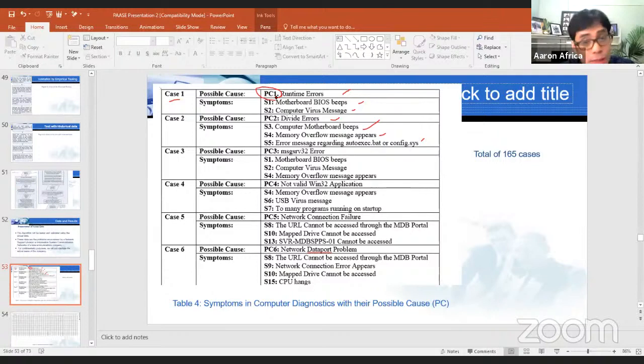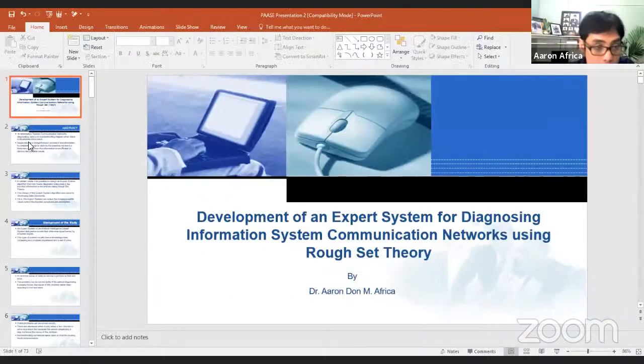Because if you do not know the possible cause, and the real problem is a runtime error but you thought it is a divide error or another error, you will apply the solution intended for the divide error. But the real problem is the runtime error. You might make the problem worse, or it's time consuming, because you have to solve it using the divide error solution.